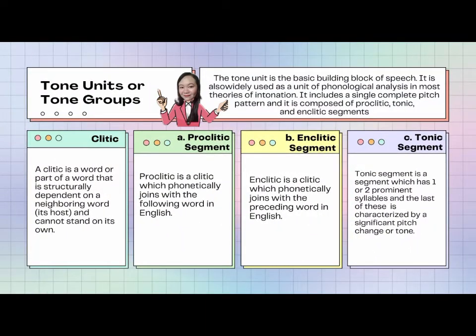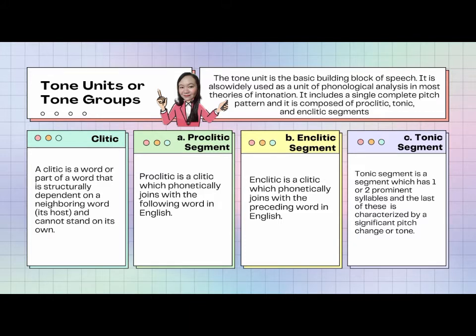Before we elaborate the first system, let us first know what a tone unit or tone group is. The tone unit is the basic building block of speech. It is also widely used as a unit of phonological analysis in most theories of intonation. It includes a single complete pitch pattern, and it is composed of proclitic, tonic, and enclitic segments. There are four systems developed within this framework.